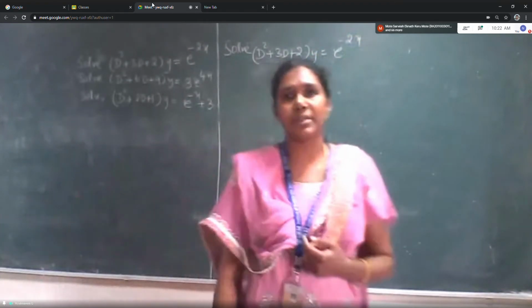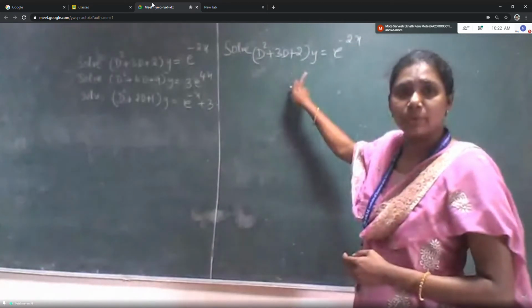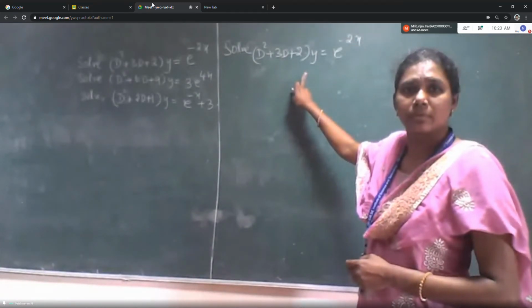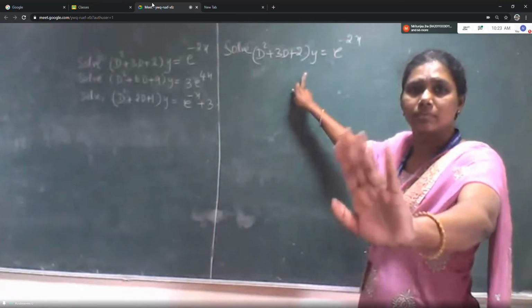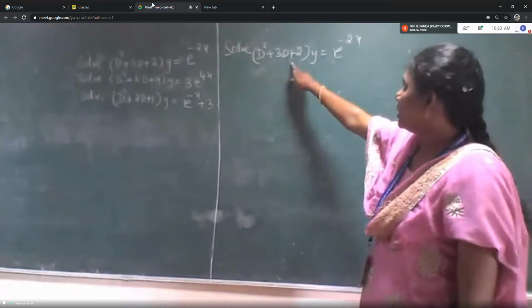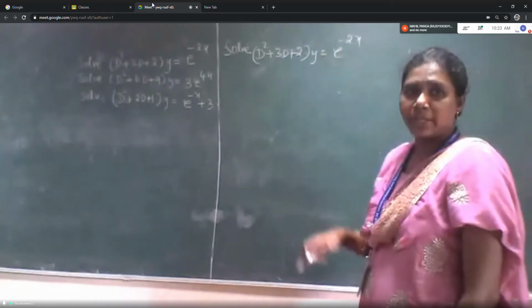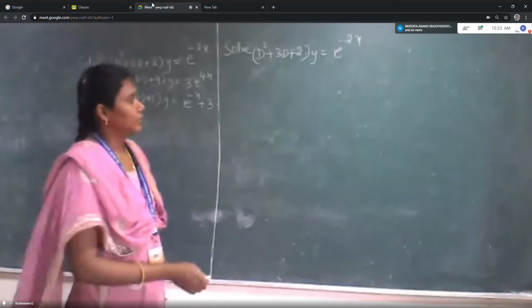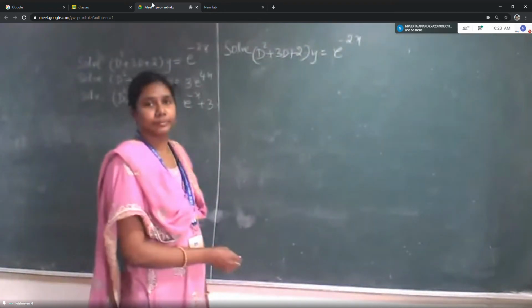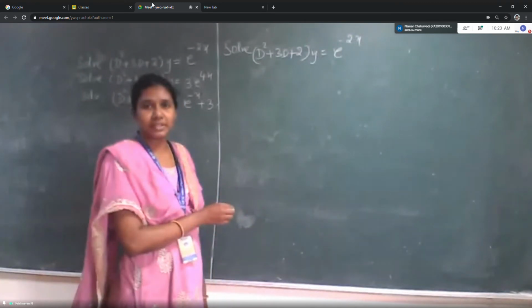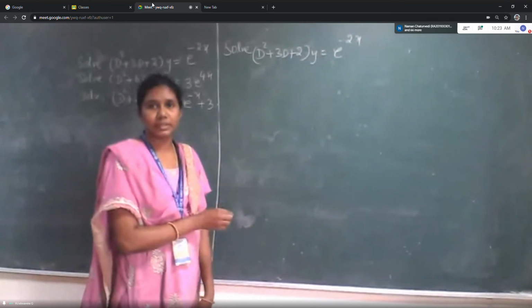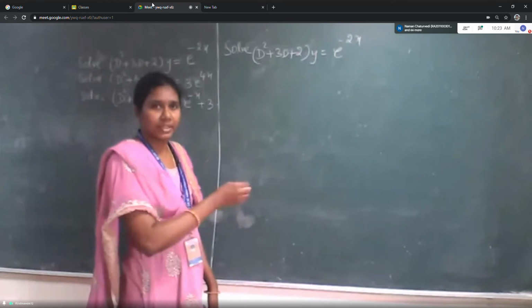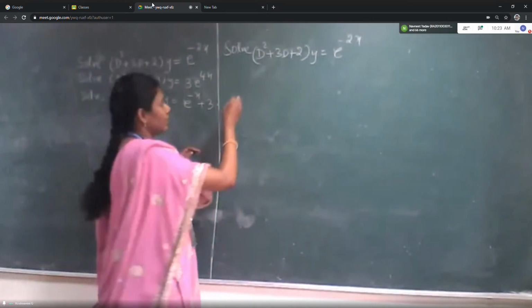Solve (D square plus 3D plus 2)y equal to e to the power minus 2x. Guys, is this visible for you? Step by step, I will explain. First, what do we have to do? We have to find CF. Before that, we have to change D to M.